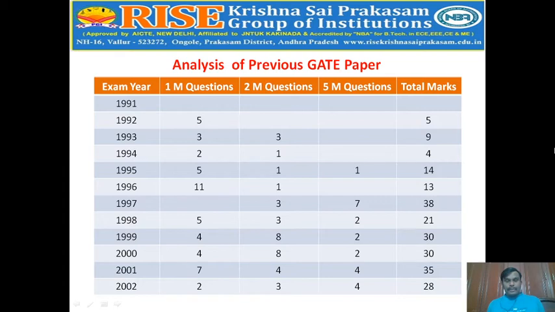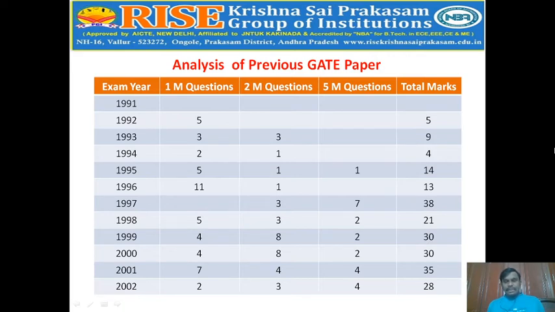Coming to 1995 to 2002, the GATE pattern changes. It contains 1 mark, 2 mark, and 5 mark questions. Out of 100 marks, in 1995, 14 marks came from electrical machines: five 1 mark questions, one 2 mark question, and one 5 mark question.